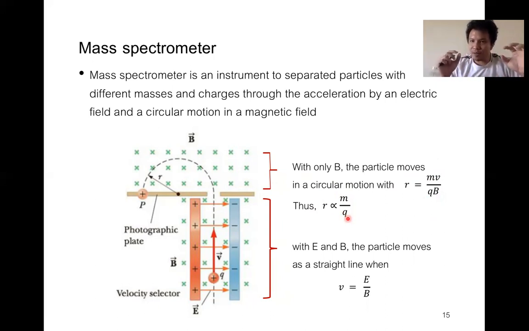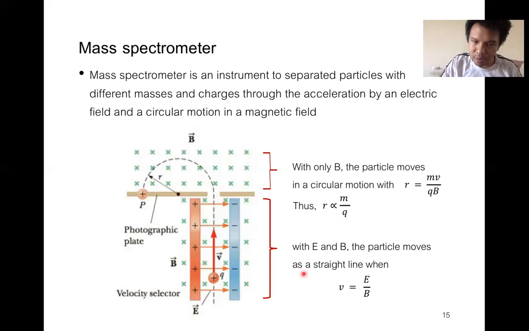So if you want to distinguish between different kinds of particles, because if you shoot electrons, nuclei of helium, nuclei of hydrogen, or nuclei of lithium, they have different amounts of mass and charge, and that will give you different radii. Then you can tell from looking at the path which one is helium, which one is proton, which one is lithium, using this mass spectrometer.